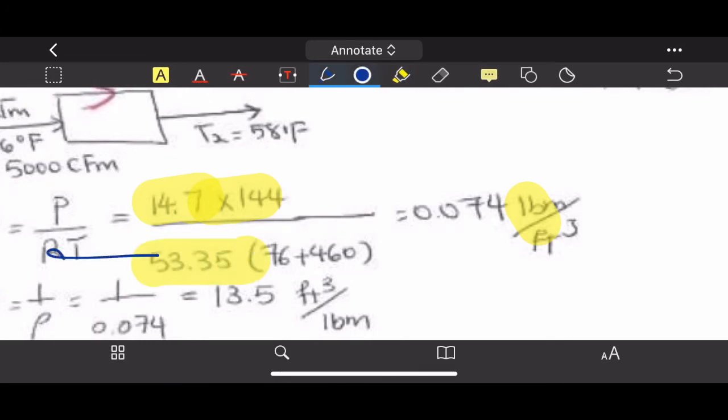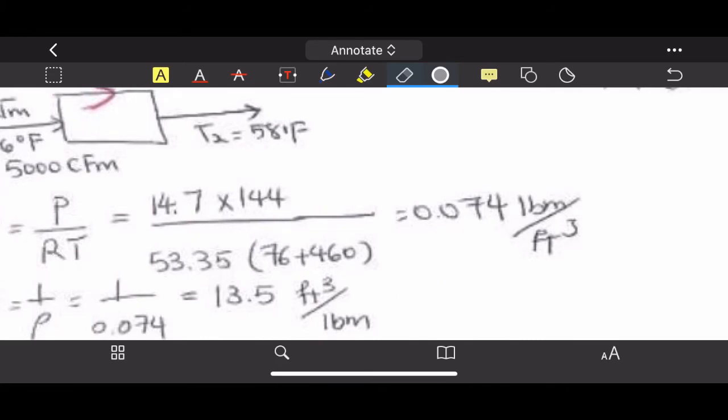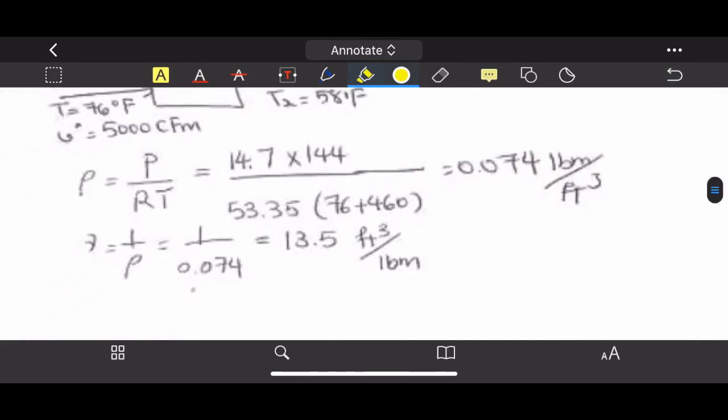by 53.35, which is our gas constant in Fahrenheit units, and the last one is the temperature, 76 plus 460. 460 is like our Kelvin in SI units. So this is Rankine. You need to change 76 Fahrenheit into Rankine, that means you add 460, and you divide and multiply, and you get the answer 0.074 pound per cubic foot.